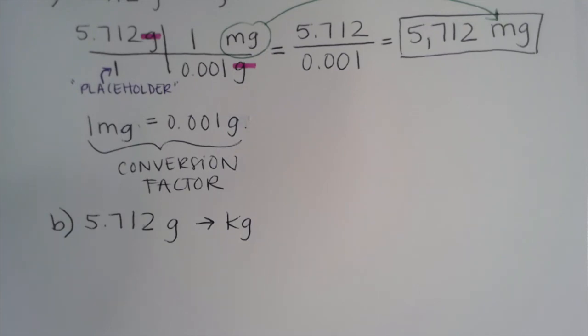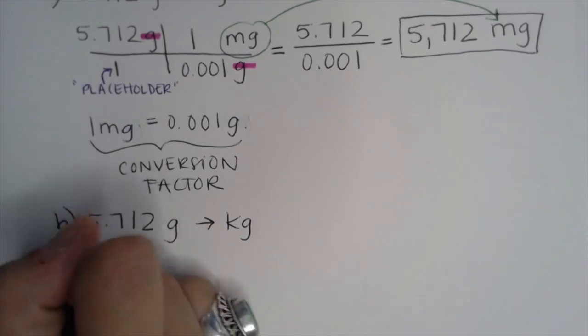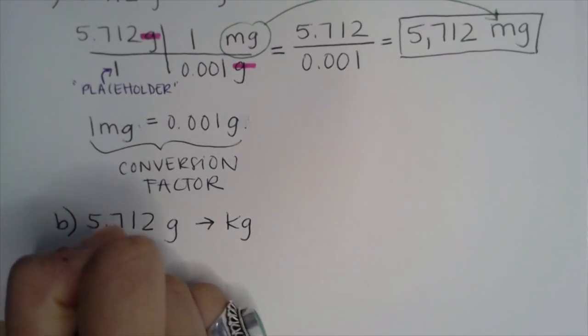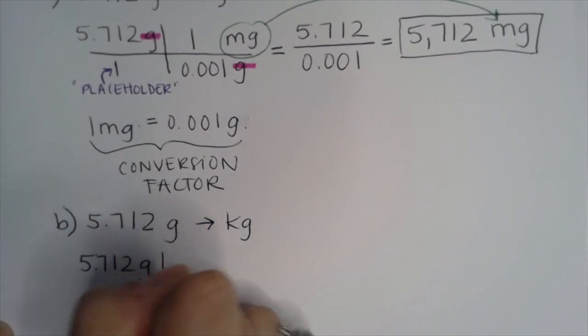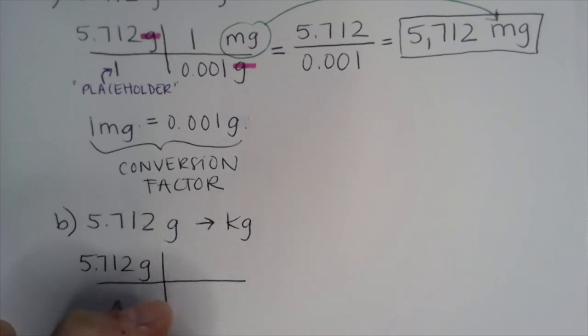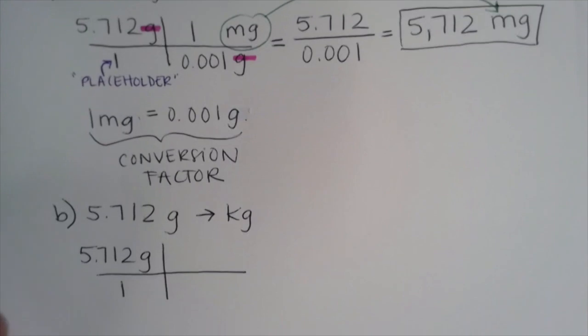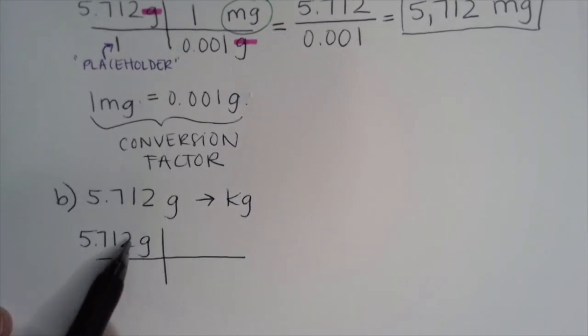So let's set this up like I did before. 5.712 grams. Set up my little crosshair. I'll put a 1 below as a placeholder, just like I did up there. Whatever unit is up top, I have to bring down.